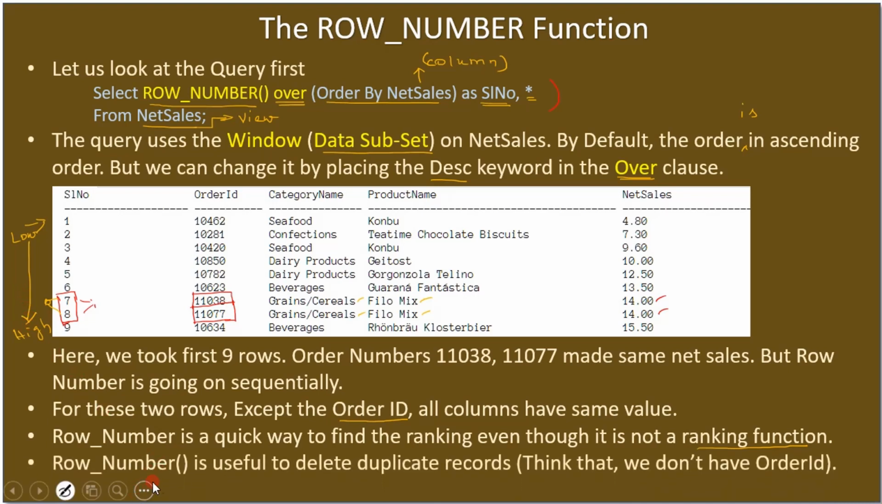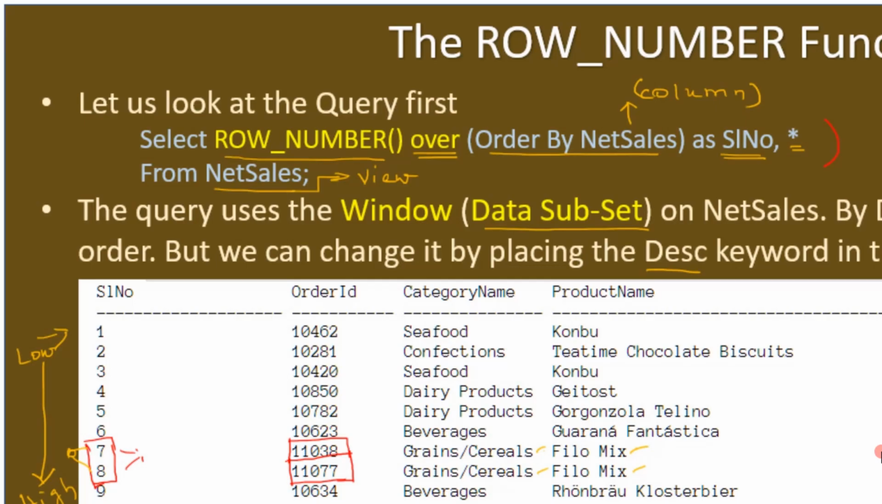But the main purpose of row number is to delete duplicate records. Think that we don't have order ID here. Then we can see that these two are duplicate records, and we cannot use the column to delete the duplicate, because both will get deleted. Using row number with a where condition, say row number 8, if we want to delete, it will delete only that specific row and the other duplicate remains.